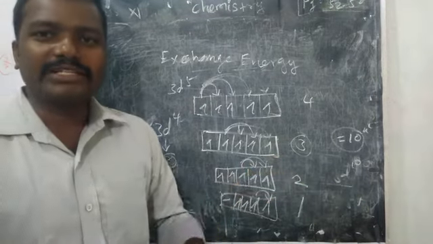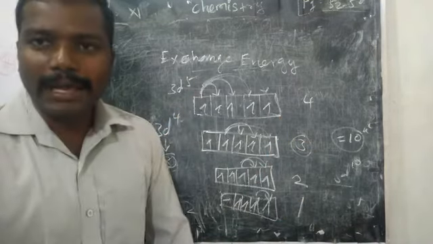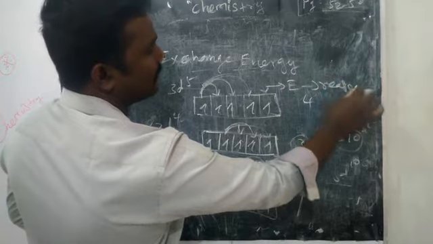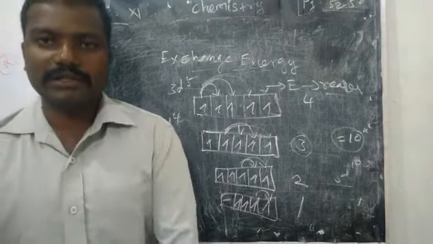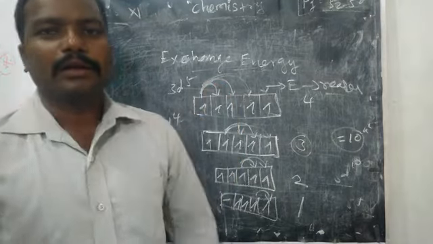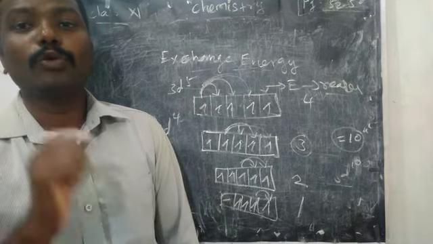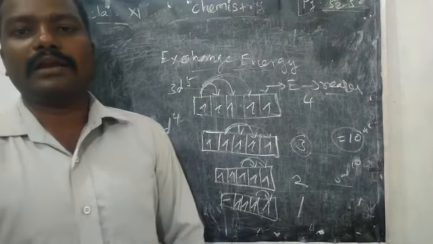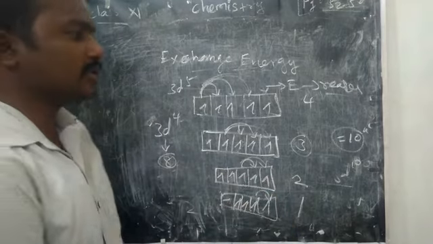So whichever has more exchanges becomes more stable. See, during this exchange, what will happen? Some energy will be released. That released energy is called exchange energy. So by knowing the symmetry and exchange energy, we can say those having half filled configurations have more exchange energy. Those having half filled and completely filled have symmetry. So those having more symmetry as well as exchange energy are more stable.